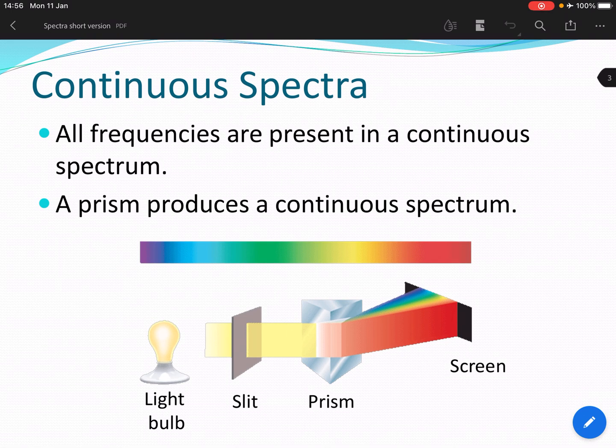So with a continuous spectrum, like I say, this is from white light. If you put white light through a prism, then you get all of the colours on your screen. So that's a continuous spectrum, okay?